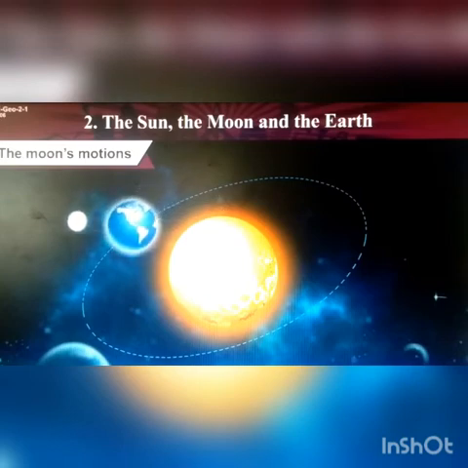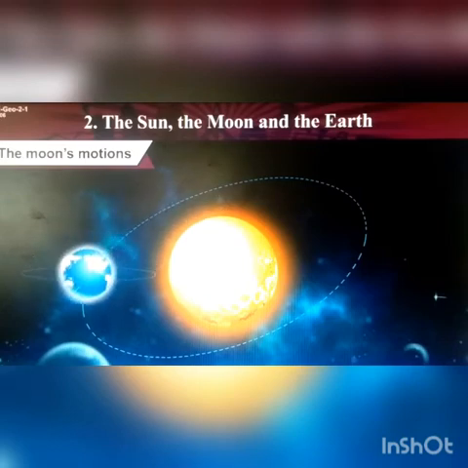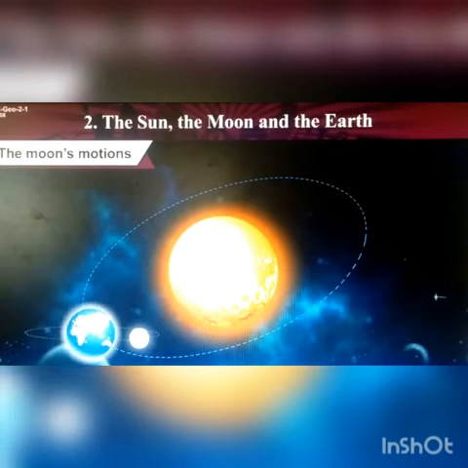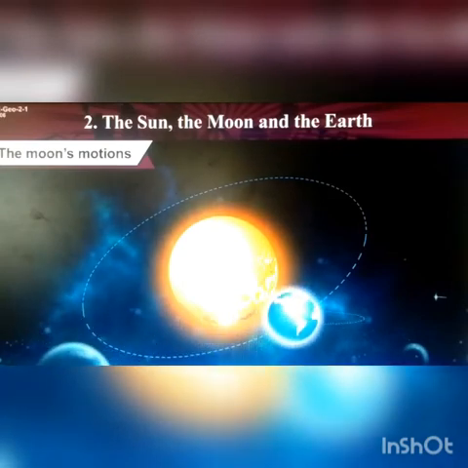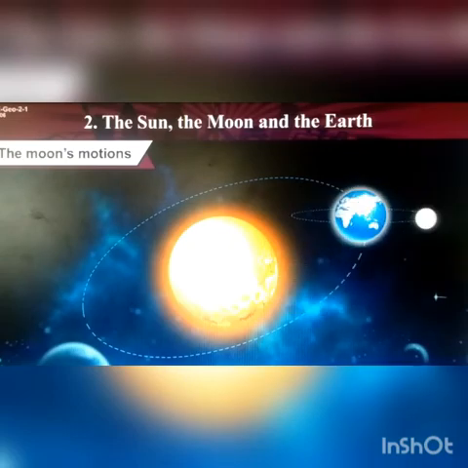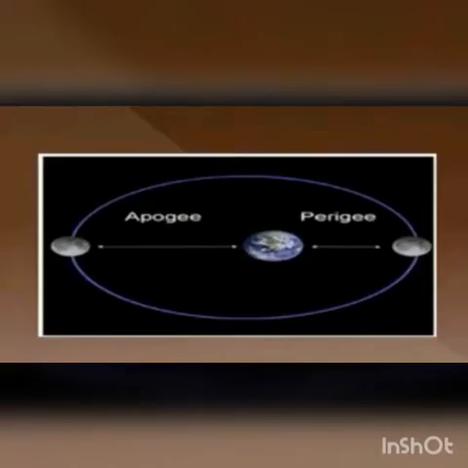Next is the orbital motion. The moon, while moving around its axis, also revolves, means moves around the earth, which is known as its orbital motion. We also studied the positions of the moon. First, perigee position. We saw that when the moon is close to the earth, it is known as the perigee position. Second, apogee position. When the moon is far away from the earth, it is known as the apogee position.